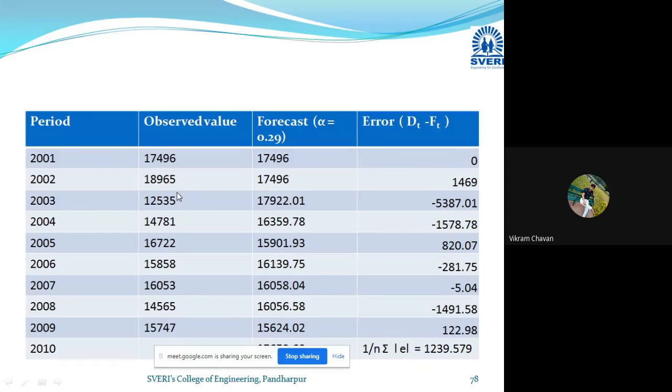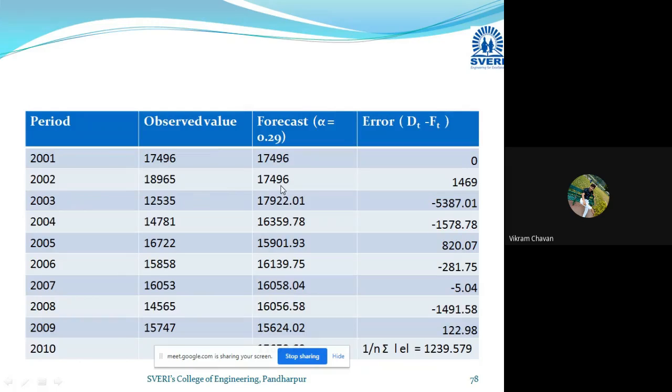Then we have to determine the forecasted demand for the year 2002. For that purpose, we require the 2001 actual demand and forecasted demand. We have these two values now, so that we can easily determine the 2002 forecasted demand.